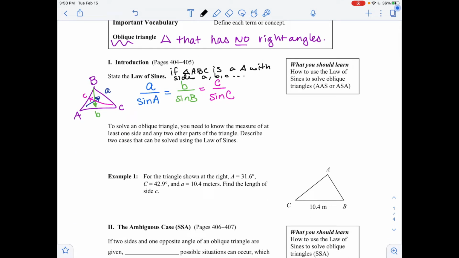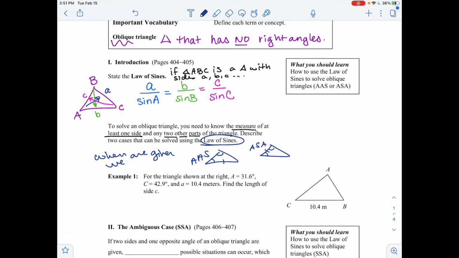So to solve an oblique triangle, you need to know the measure of at least one side and any two other parts. So it could be sides or angles. We can use the law of sines when we are given a triangle that has two angles and a non-included side, also known as the angle-angle-side case. We can use it with two given angles and the included side, the angle-side-angle case. Or the third case is two sides and a non-included angle, called the side-side-angle case.